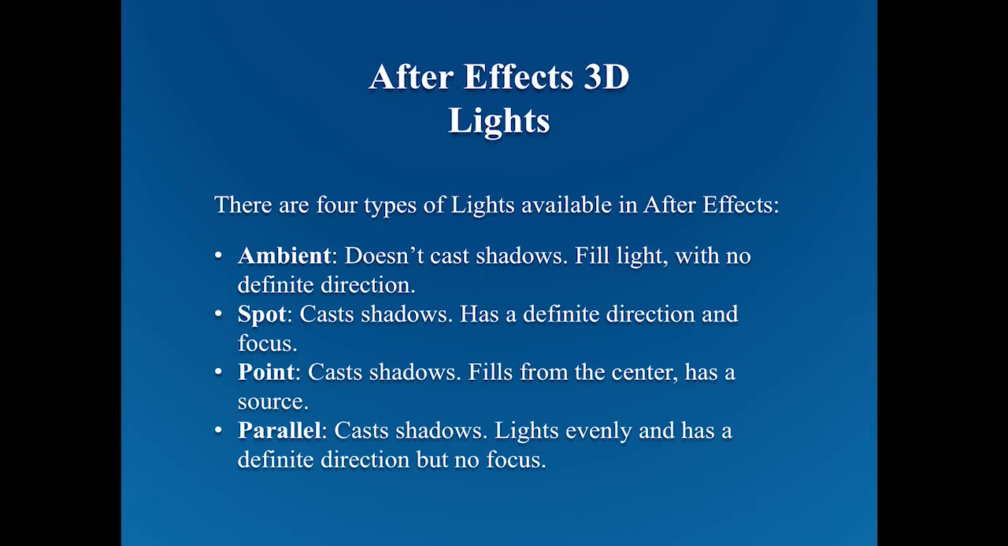A point light will cast shadows, and it fills from the center. It has a source, like a light bulb, and the light rays come out from that light bulb all around it, like a big fan or like an umbrella shape.